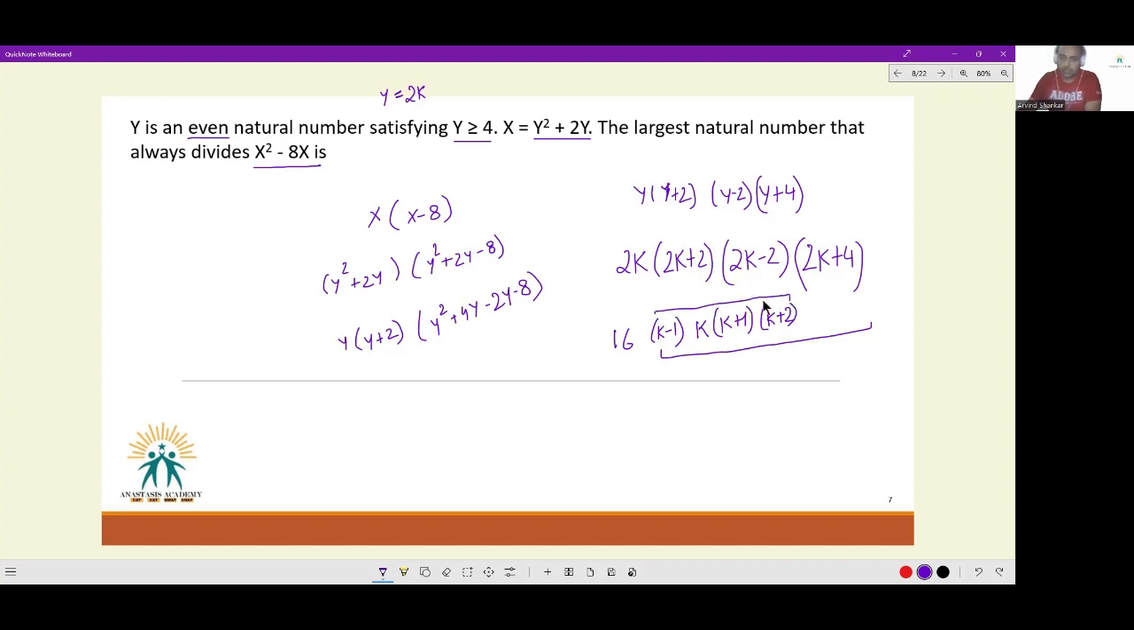See, these are 4 consecutive natural numbers. Given that these are 4 consecutive natural numbers, you should know, product of n consecutive natural numbers is always divisible by n factorial. So k minus 1, k, k plus 1, k plus 2, these are 4 consecutive natural numbers. It has to always be divisible by 24. 4 factorial is 24. So the largest natural number that always divides x square minus 8x is 16 into 24, or 384.